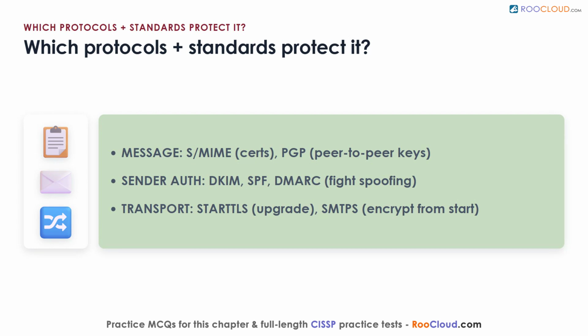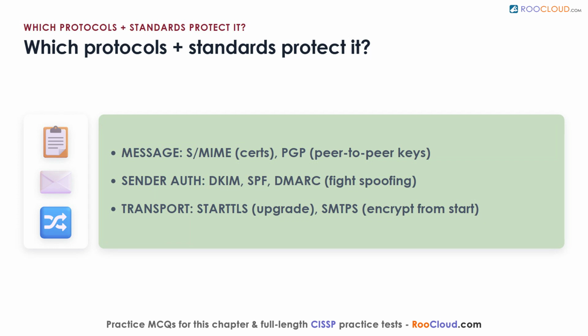Second, sender and domain authentication that fights spoofing. DKIM lets a receiving server confirm a message really was authorized by the claimed domain. The Sender Policy Framework checks that a message came from a host the domain owner approved, and DMARC builds on both, letting a domain owner set policy for how failures are handled and reported.